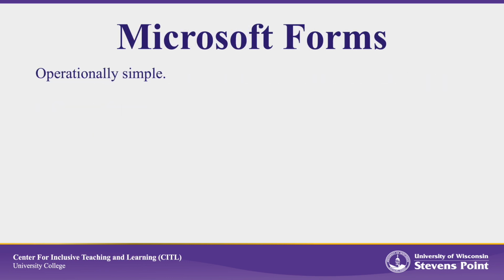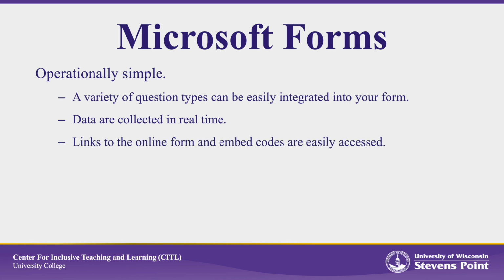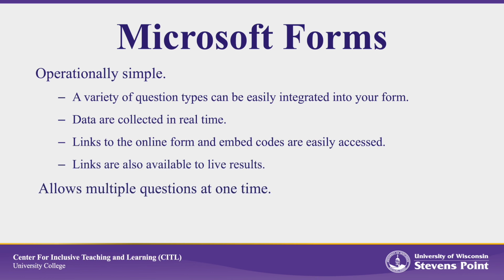Like all of the other applications in the 365 suite, Microsoft Forms is very easy to use. There are a variety of question types that you can easily integrate into your form. As soon as people fill in the form, the data are collected in real time and displayed in the results. Links to the online form and to the embed codes are very easily accessed, and there are even links that allow you to access the live results. Finally, the forms allow multiple questions at one time. All of these features make Microsoft Forms a university and system-approved technology that could replace what you used to do with clickers. Now, let's take a look at how Forms works.